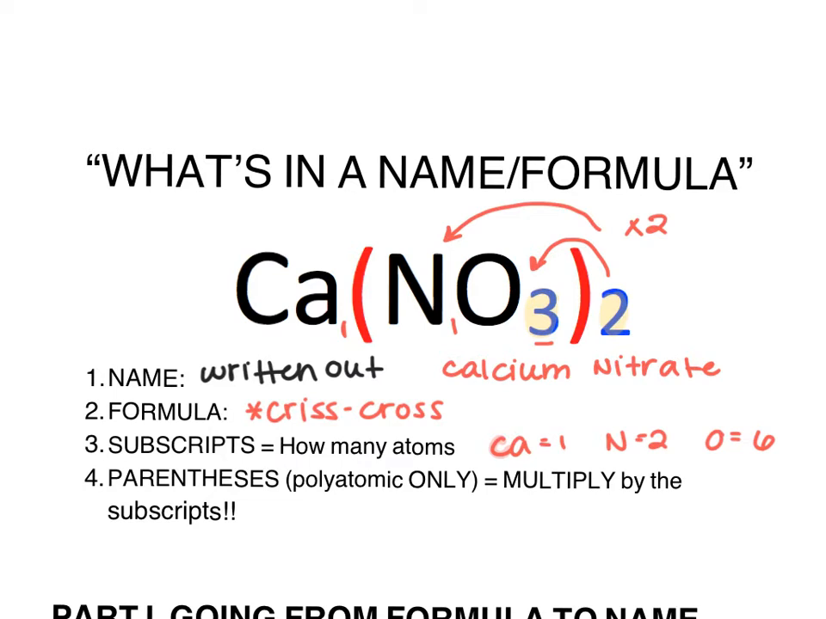You cannot just go through and multiply the 2 in the formula. You have to write it with parentheses. On a test, if you write it incorrectly, like you go and distribute the 2, so I get CaN2O6, you will lose points because that is incorrect. So you're never going to change a subscript from a polyatomic. You're going to utilize the parentheses.